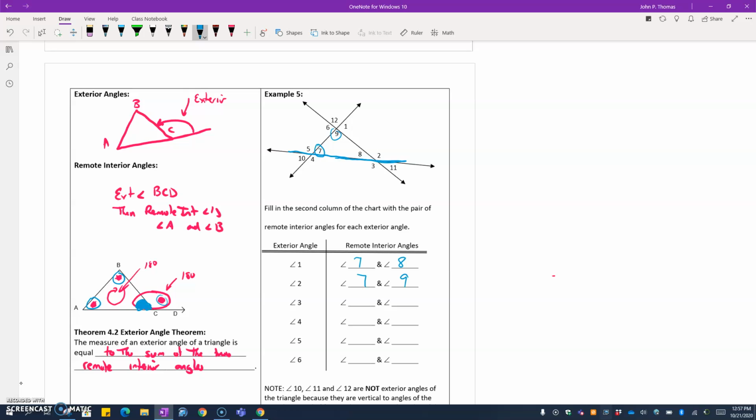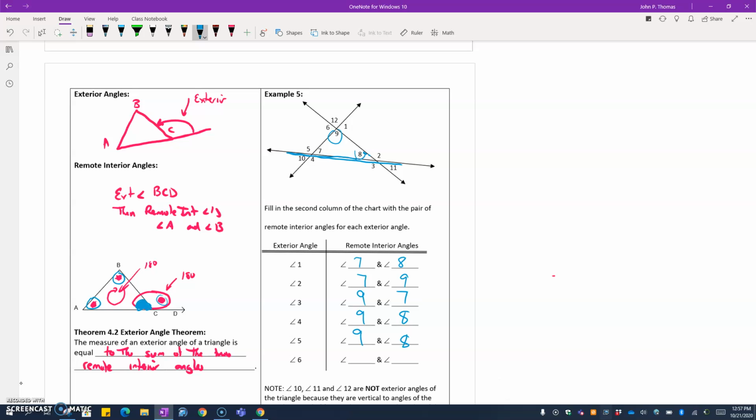Angle 3, going back to a clean picture, is formed by extending this side. So our remote interior are going to be 9 and 7 for that. Now we can keep going through this process, and when we get to angle 4, angle 4 is from this extension, so we're looking at 9 and 8. Angle 5 is going to be from extending this side out, so we're looking at 9 and 8 again.